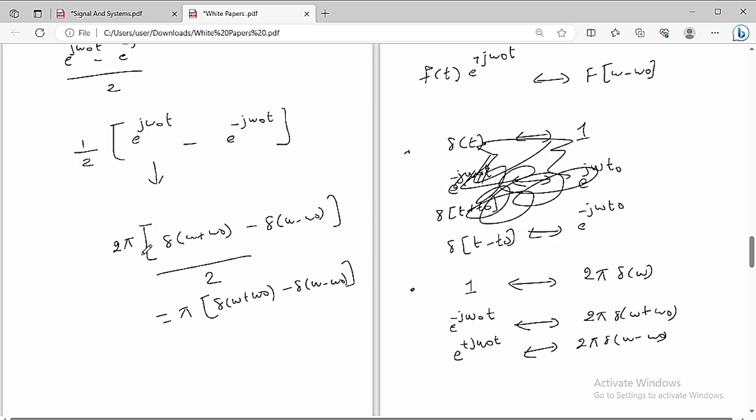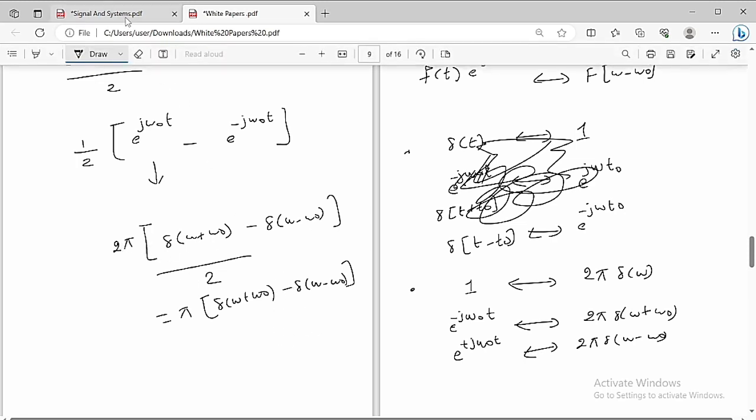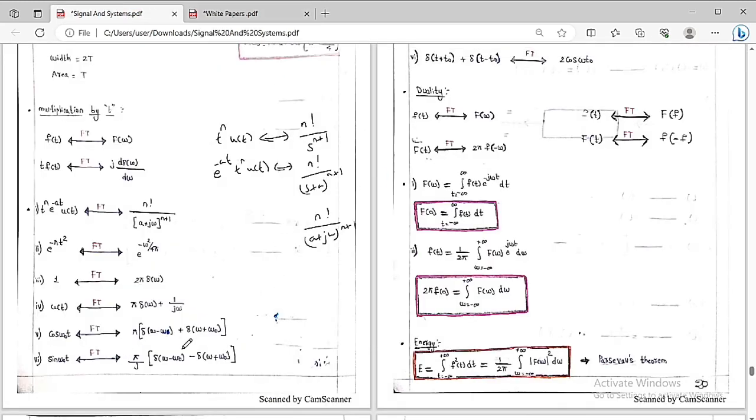So we got, 2 cancels, we are going to get pi. Same thing. So this is what we got. For sin omega naught t it is the same thing. Sin omega naught t is nothing but e to the power of j omega naught t minus e to the power of minus j omega naught t, divided by 2j. Just now we have discussed the Fourier transform of e to the power of j omega naught t and e to the power of minus j omega naught t. Just subtract and divide by 2j. Then we are going to get pi by j into delta of omega minus omega naught minus delta of omega plus omega naught. So this is what we are going to get.